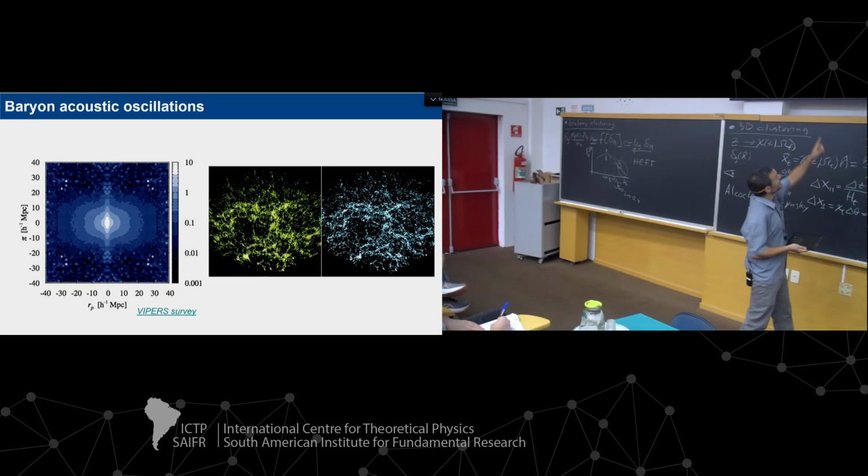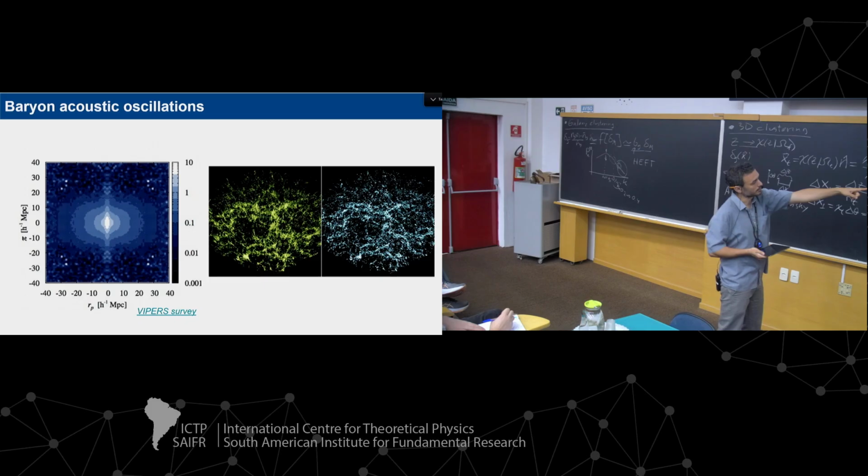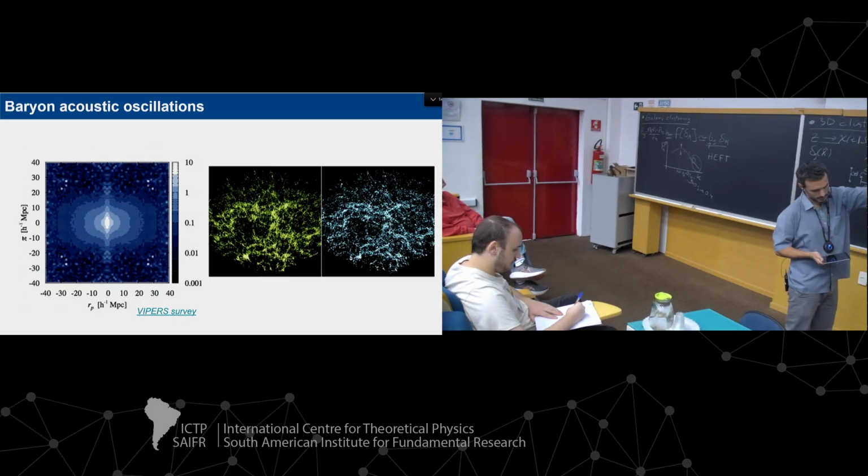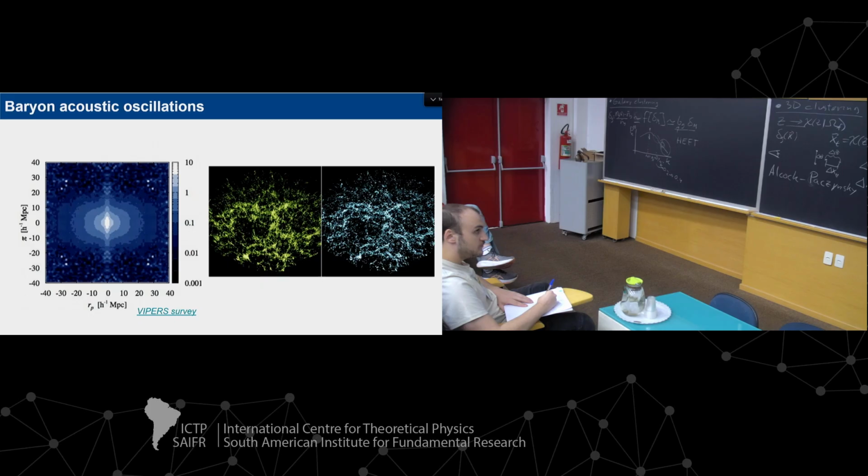And you can see that the BAO is not here, right? The redshift space distortion. Sorry, the sound horizon is at 100 megaparsecs, so that's here, much farther away, right?